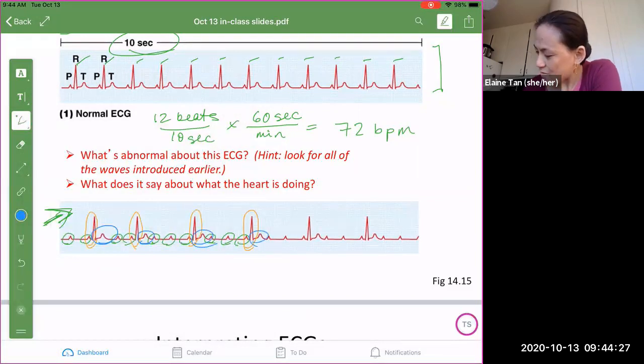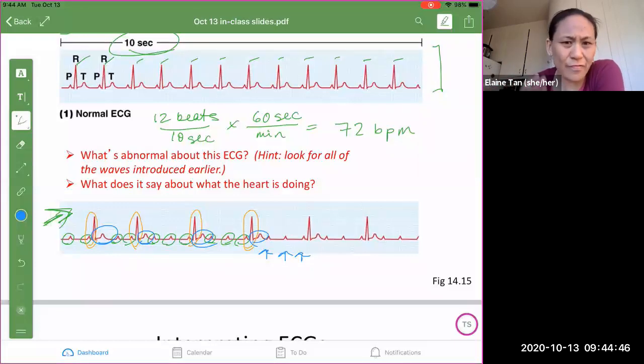Okay, so now that I've written all over it, you can see that we have more P waves than there are QRS complexes or T waves, right? So first of all, that kind of answers that first question, what's abnormal? We're not getting a full EKG trace every time. Sometimes we're just getting a P wave.